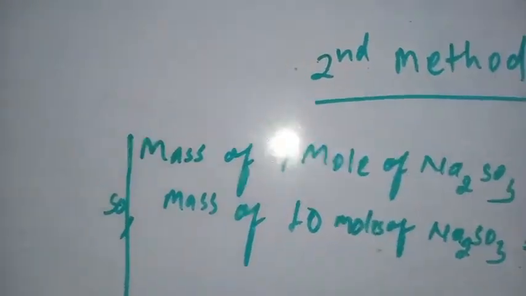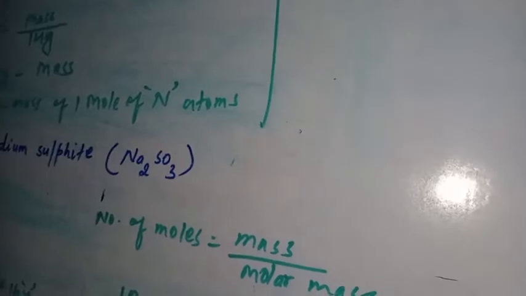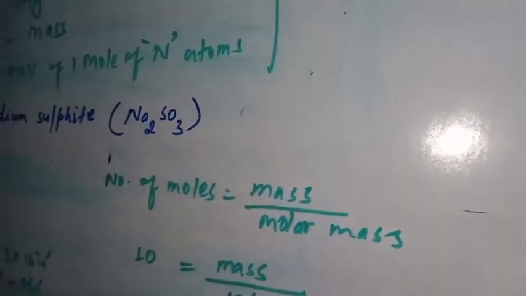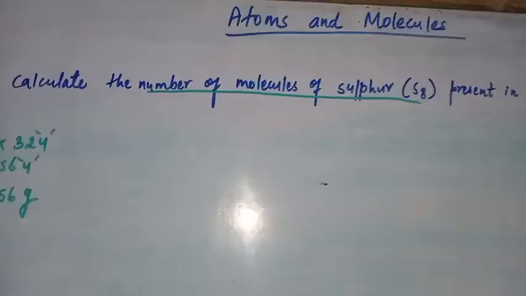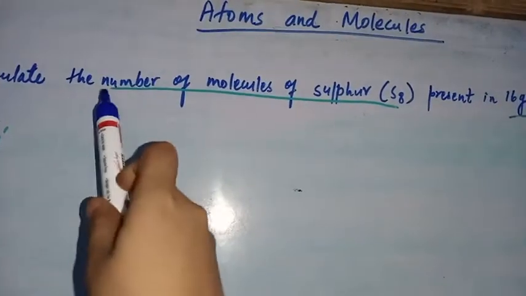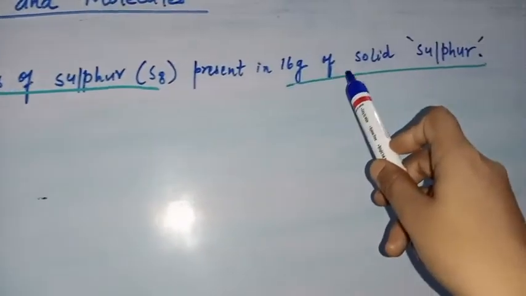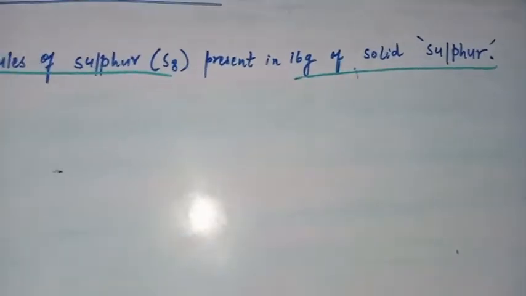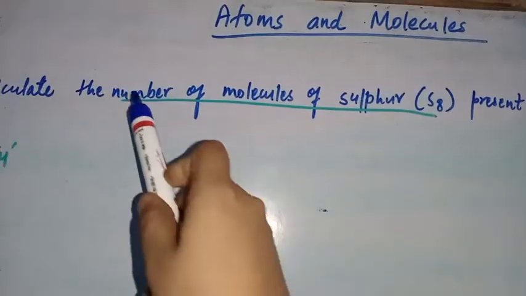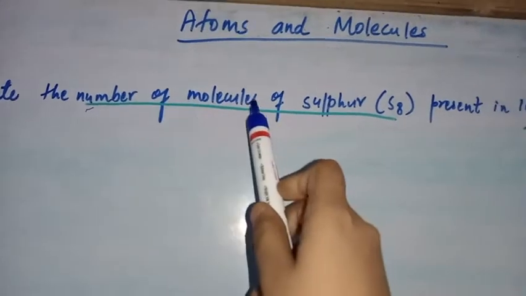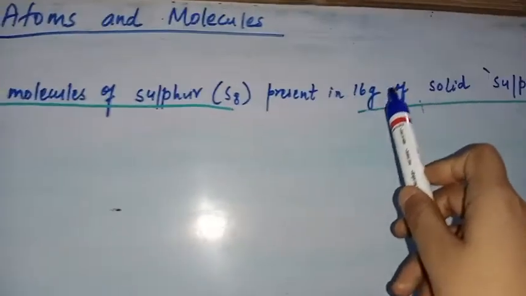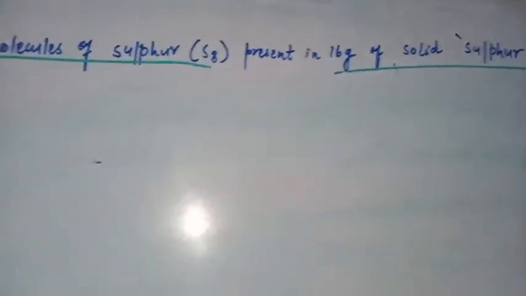So like that you can calculate mass of different moles of different compounds. Okay, next question is: calculate the number of molecules of sulfur present in 16 gram of solid sulfur. So it is asking to calculate the number of molecules of sulfur in 16 gram of solid sulfur.